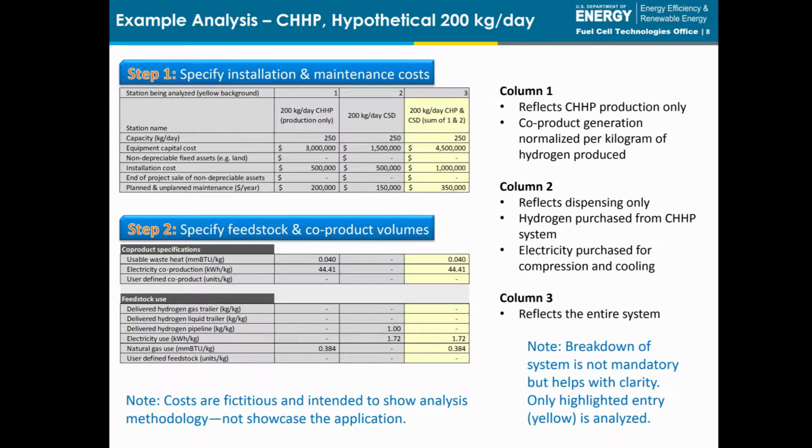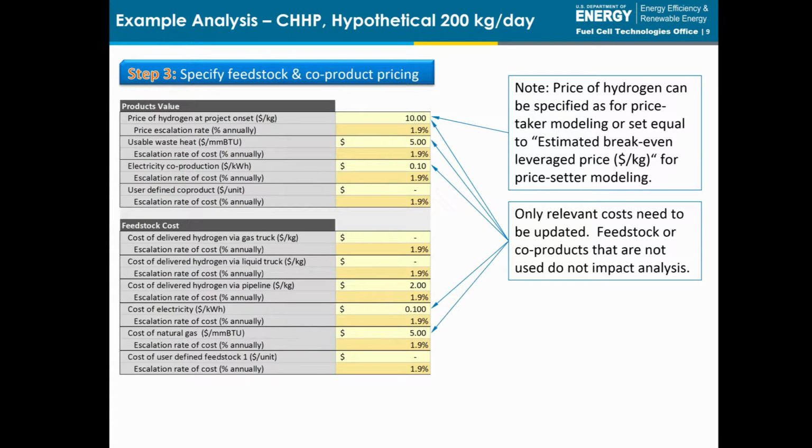And on the system as a net, this is the feedstock consumption and co-products that are available from the whole system. On step 3, you would provide the prices for product value and feedstock cost. The first item here is probably one of the most important items, is where you will specify your cost of hydrogen. And the way that it's specified is what is the, not cost, price of hydrogen. So what is the retail price that you're going to charge the end consumer?